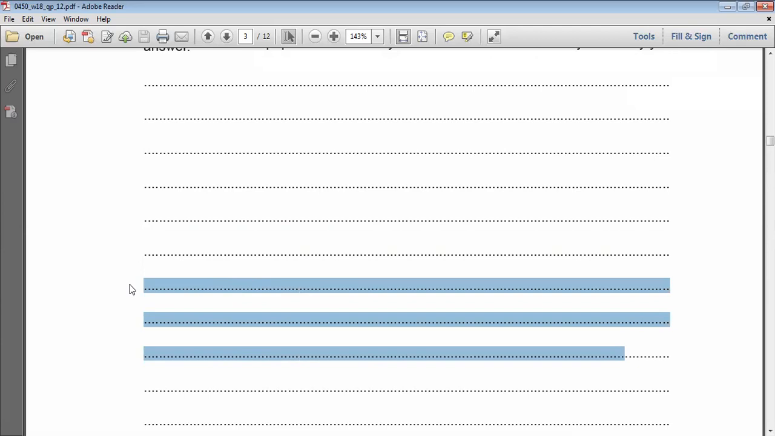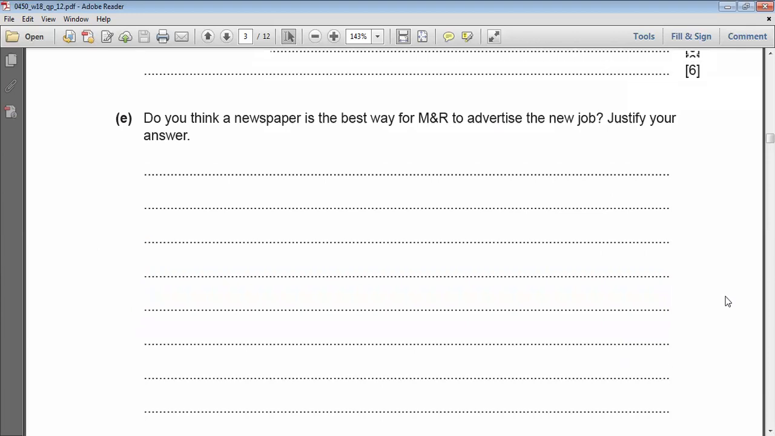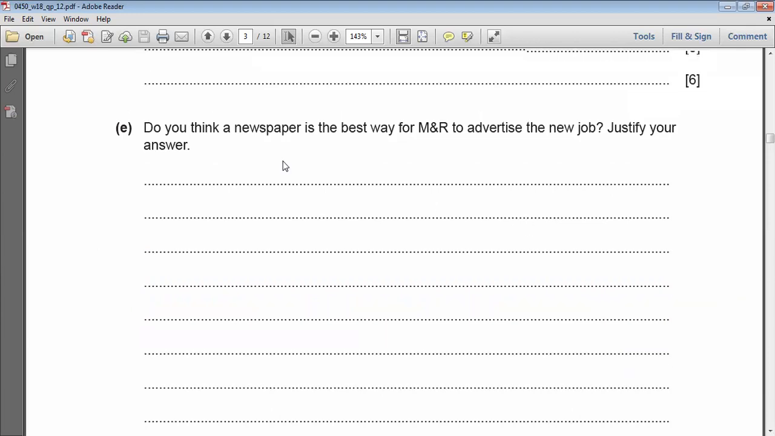If you say it's the best, you need to present a new point. Why is it best? Do not use the point that you have explained above. Never repeat the point that you have explained above. You need to present a new point and you need to justify why it is the best. Justification usually is a new point that supports why newspaper is the best, and at the same time you oppose the other one, or you oppose why newspaper is not good.